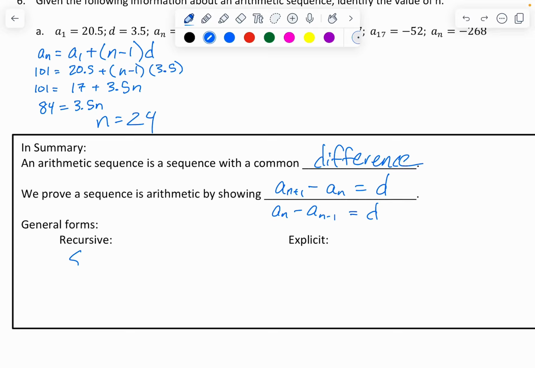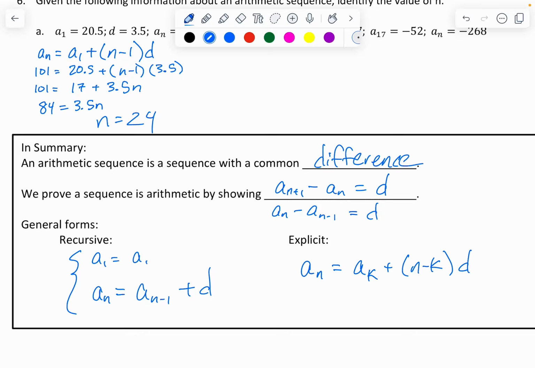Okay, the general form, recursive. Tell me where to start: a sub 1 equals whatever a sub 1 is equal to. And then a sub n is equal to a sub n minus 1 plus your common difference. And then in the explicit formula, the version that I really like is a sub n equals a sub k plus n minus k times d.